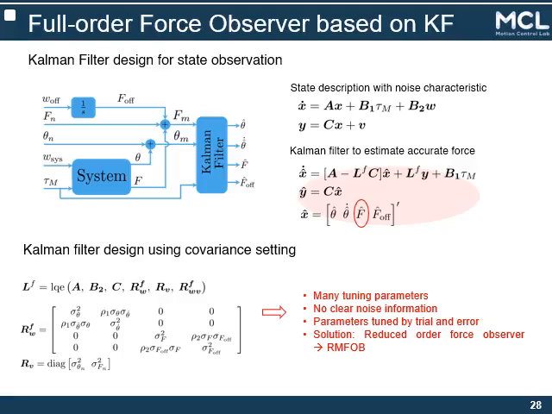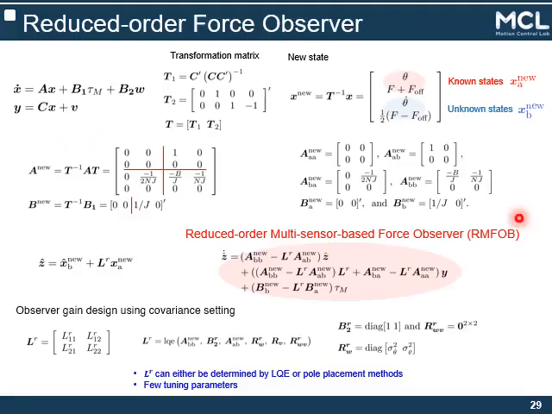So we came up with a simpler design utilizing the reduced order observer design. This is the reduced order observer design for this multiple sensor based force observer. As there are states that can be directly measured by the sensor, the full state is divided into the measurable state and non-measurable state. The transformation matrix can be derived utilizing the C matrix as shown here, and the new states are designed utilizing this transformation matrix.